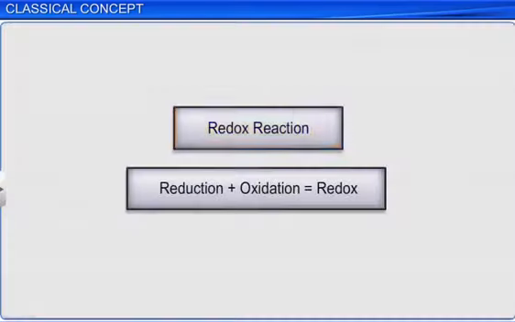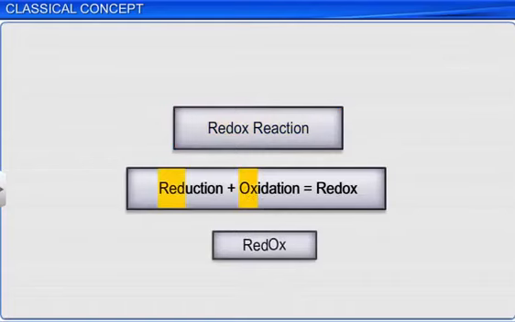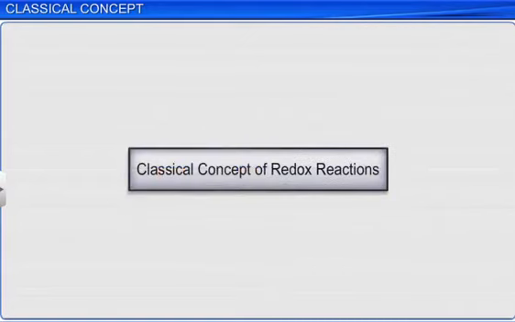A redox reaction is a type of electrochemical reaction where oxidation and reduction occur simultaneously. Redox is the short form for reduction and oxidation. In the earlier days, scientists came up with the classical concept of redox reactions.